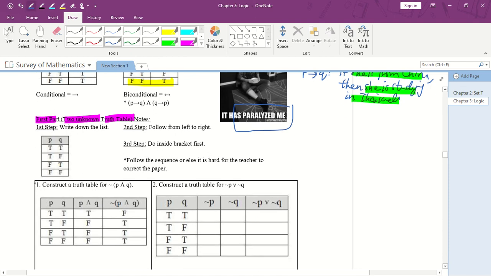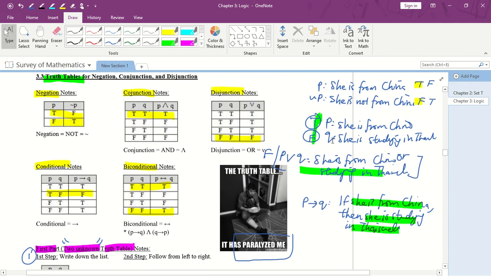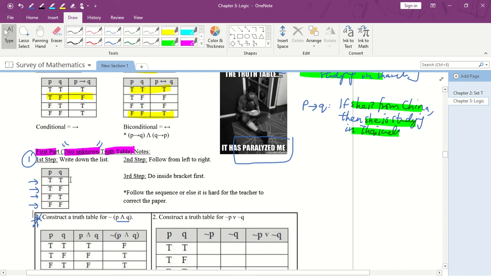So you can look at the first question here. It is an example saying construct a truth table for negation of P and Q. So, first step, you need to write down the list. For your information, for a two unknown truth table, you always write down this one. These are the possibilities that will happen: true true, true false, false true, false false. So these are the four situations that will happen for two statements, P and Q. Whether it is true or false, it has four possibilities: both are true, one is true and one is false, one is false and one is true, or both are false.